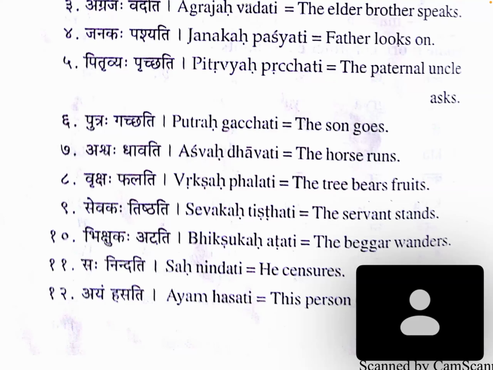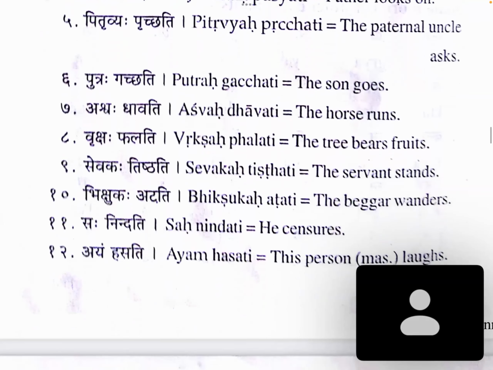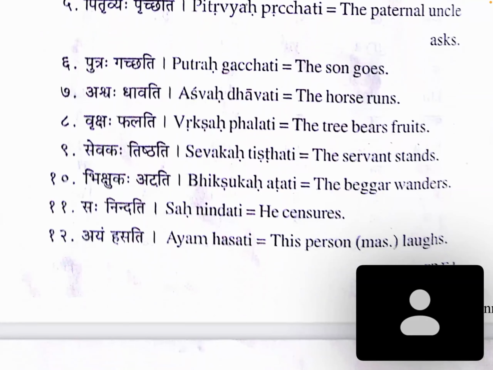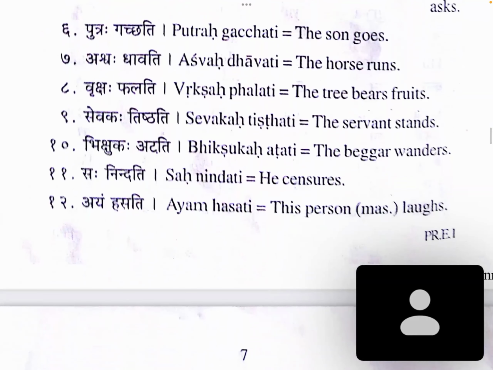Vikshukaha atati. That is why I say read it again. A beggar wanders. Vikshukaha atati. Correct. Next. Saha nindati. He censures. See, in that place nakara is half. So nindati: nakara and dakara are samyukta aksharam here. Okay. The next one.